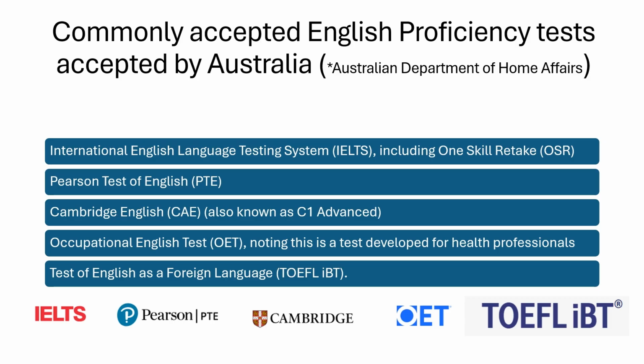All right, so let's check the 5 most commonly accepted English proficiency tests accepted by Australia, meaning the Australian Department of Home Affairs, for visa purposes. Okay, this is not just for university entrance, not just for getting registered at a registering body. It is purely for visa purposes. You can submit any one of these 5 tests and you should be able to get a visa.